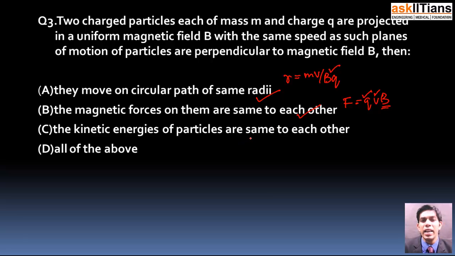C. The kinetic energies of the particles are the same as each other. We know that the magnetic field doesn't do any work on a particle traversing inside a magnetic field. So there is no change in the kinetic energy of that particle. So KE is equal to half mv squared. We know that the mass and the speed of both the particles are the same. So the kinetic energies of both the particles remain unchanged and they are equal. So C is also correct. Hence D, that is all of the above statements, is correct.